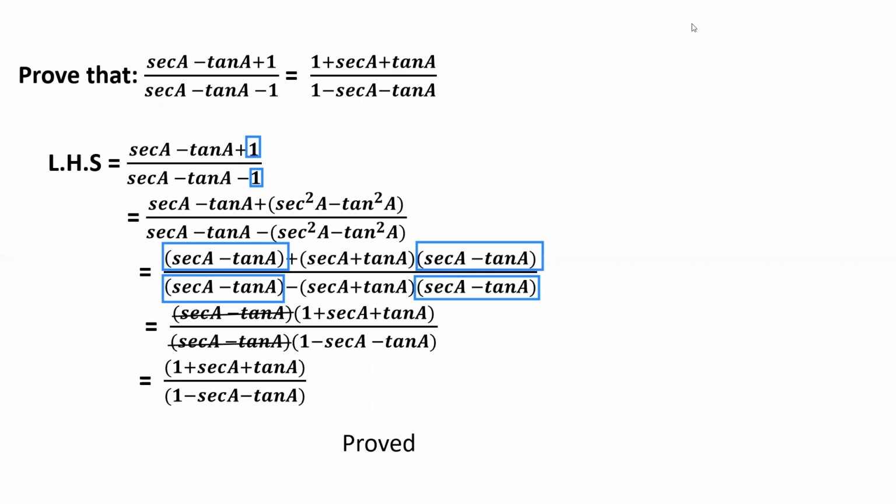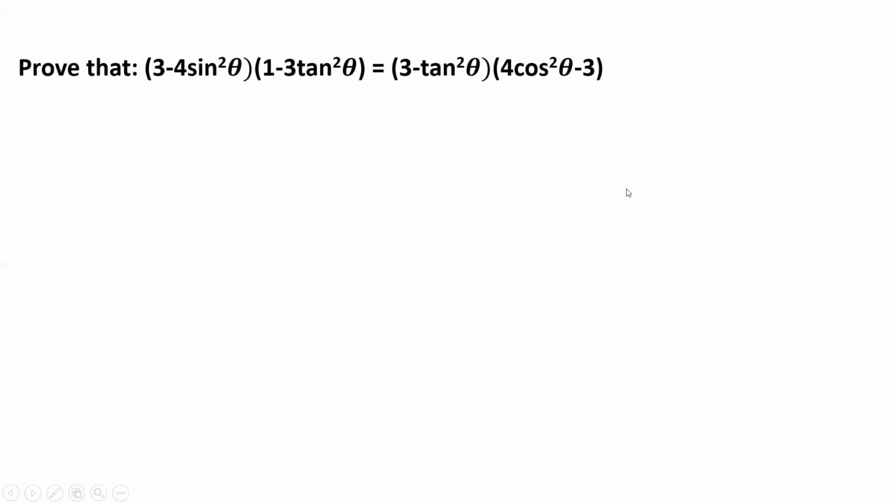Okay, now let's move to the next problem, and here this is the another one. Okay, and this is a little bit different here. Look at here, I'm taking the LHS where (3 minus 4 sine square theta) upon (1 minus 3 tan square theta). Now let's consider how can we get the right answer.